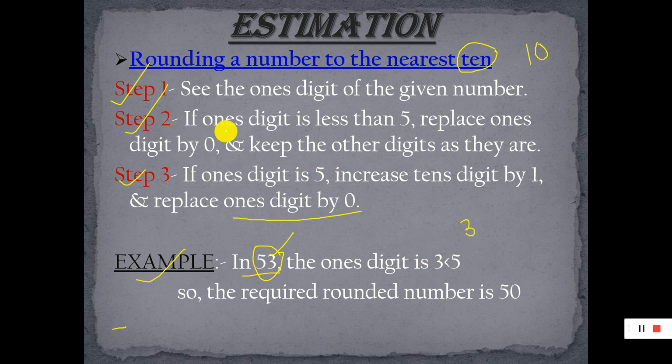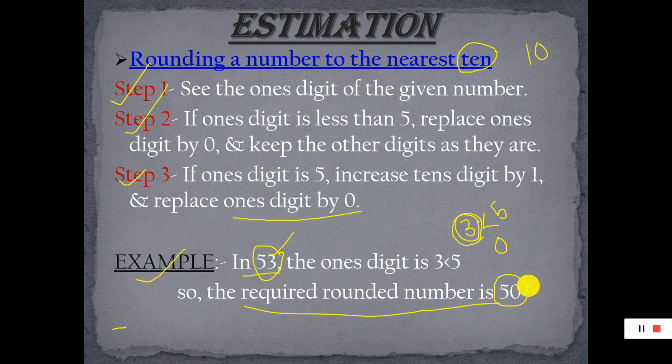And the second step: if the ones digit is less than 5. As you can see, 3 is less than 5. So what can you do? Replace the ones digit by 0 and keep the other digit as it is. So in the place of 3 you can write 0. So the number becomes 50.